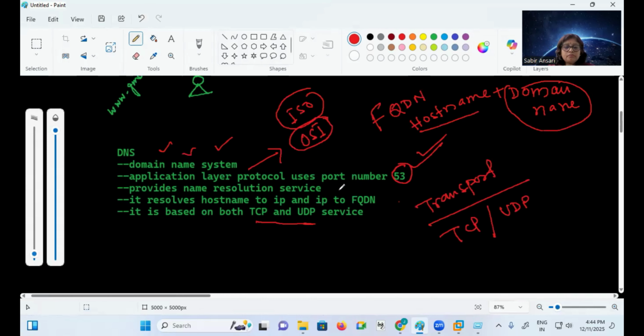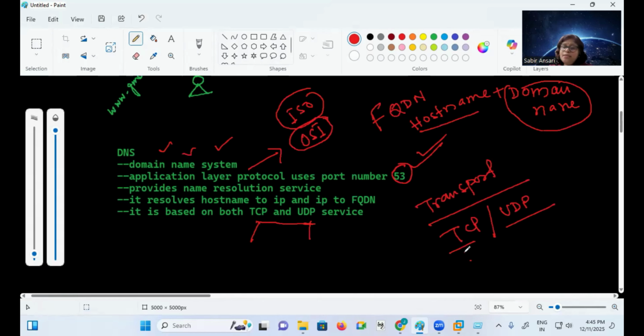Now, this service is using both TCP and UDP protocol. In the previous video, I told you in the transport layer of OSI model, there are two important protocols. One is TCP, another is UDP. TCP we call a connection-oriented protocol and UDP is a connectionless protocol. So DNS is such type of service that it is using both the protocols.